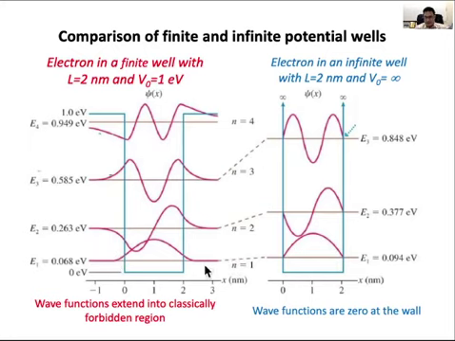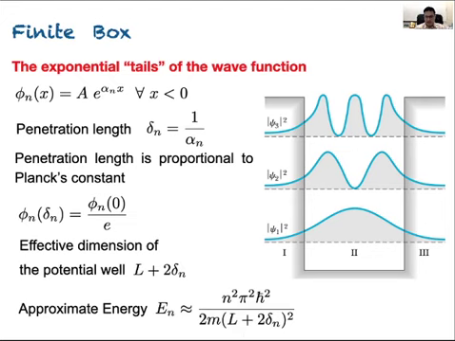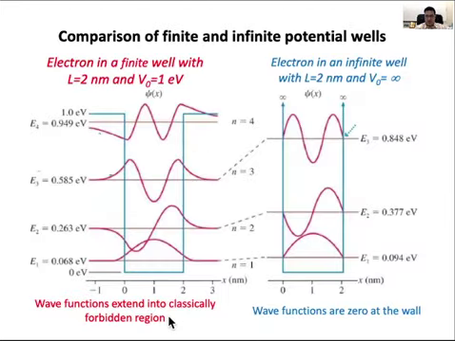Also the energy levels shrink. So n equals 1 has a smaller energy for the same value of L. Here we have chosen V0 as 1 eV, and there it is given that V0 is infinite. This value is again smaller. For n equals 3, the energy in this finite well is smaller than the energy in an infinite one. The reason is simple: if the effective width is large, your energy is going to be smaller. That's what you see here.